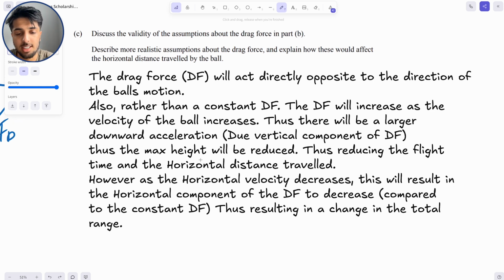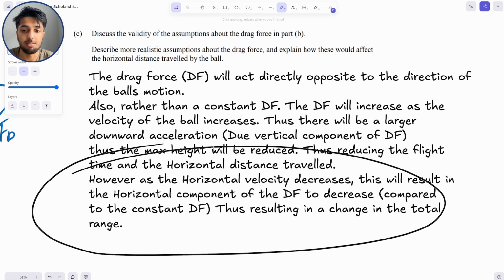And so this second part is pretty tricky. What's actually happening is as the ball moves faster, the drag force will increase. Therefore, as the drag force increases, this will cause the horizontal velocity to decrease, but because the size of the drag force is dependent on the velocity, if velocity decreases, then the drag force in the horizontal direction will decrease. And so that's the trick to understand this second part right here.